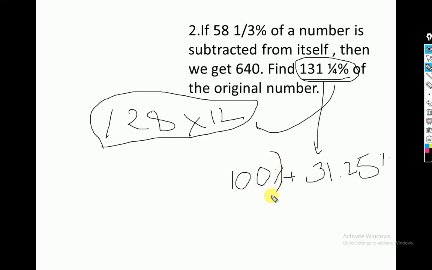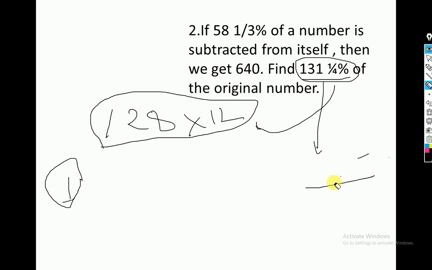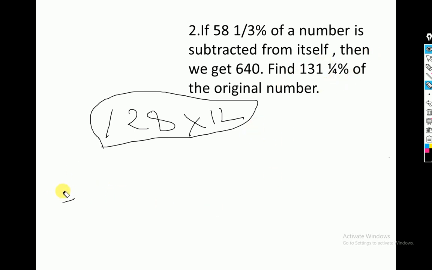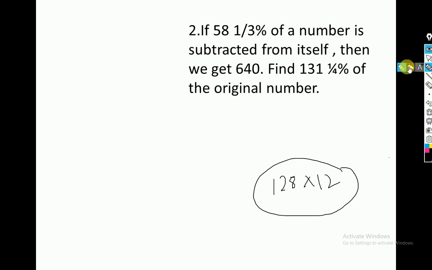Now keep this aside. We all know that the fractional value of 100% is 1. Now let's work with this one, 31.25%. Let's erase these. Keep this value over here, 128 into 12, and keep 1 over here for that 100%, and then work on 31.25 percentage.